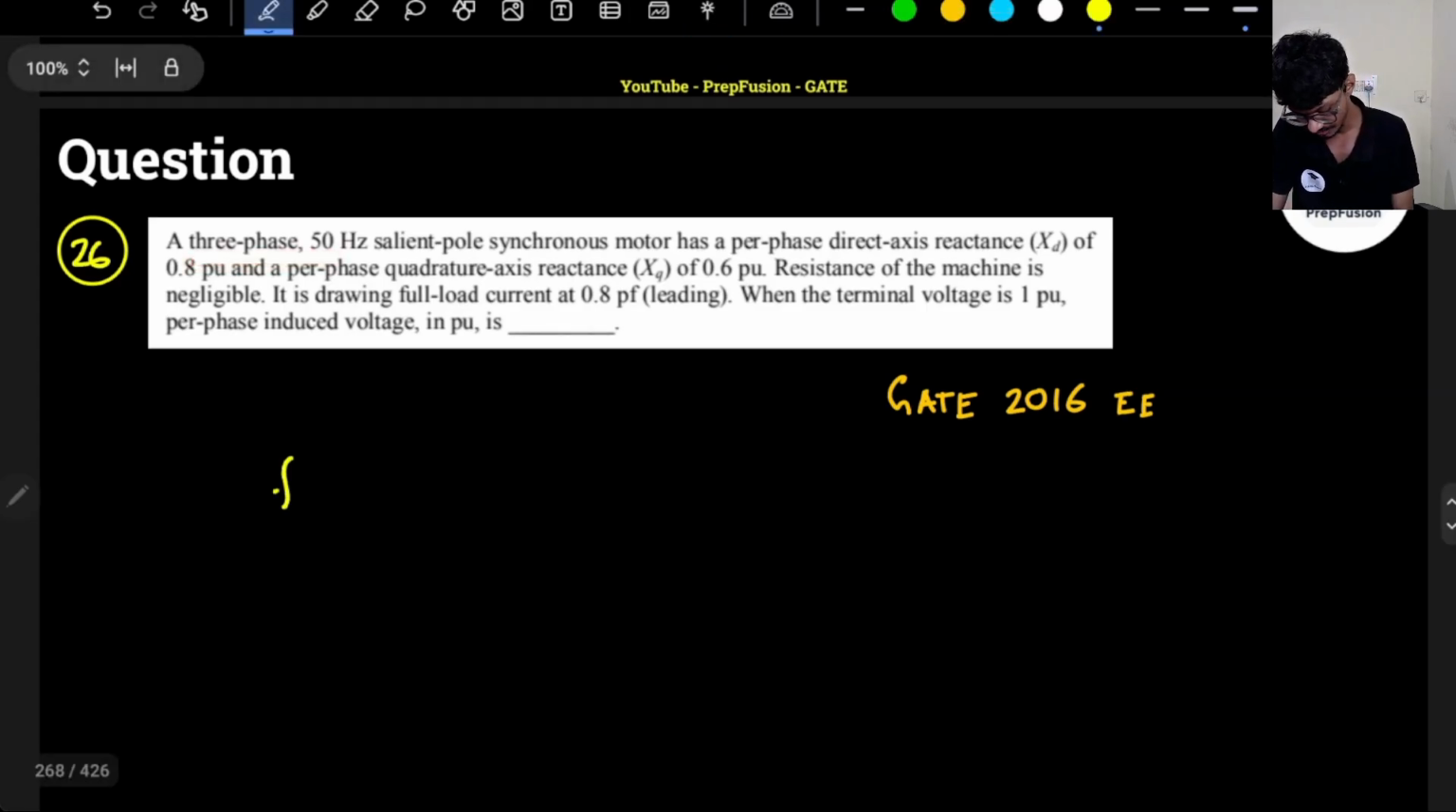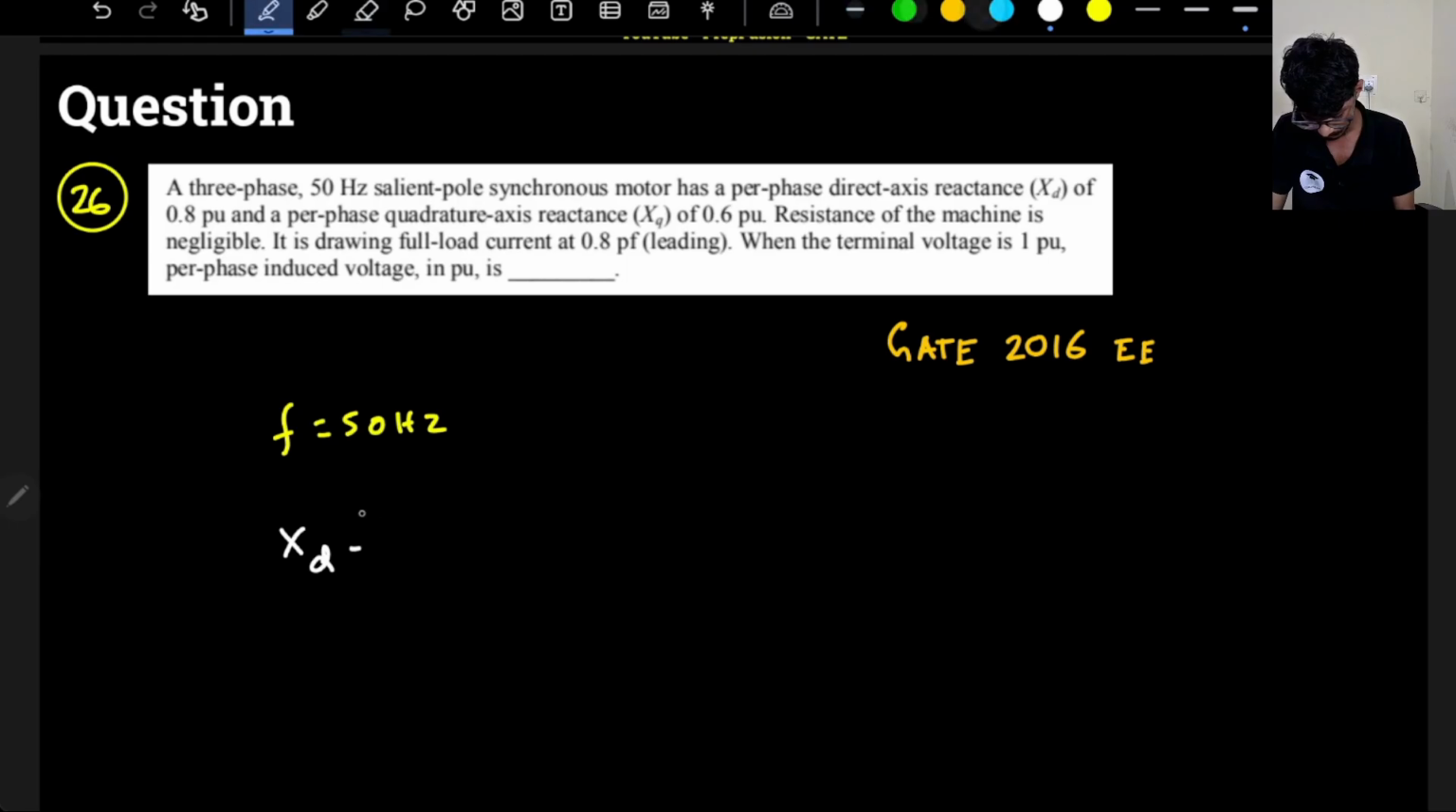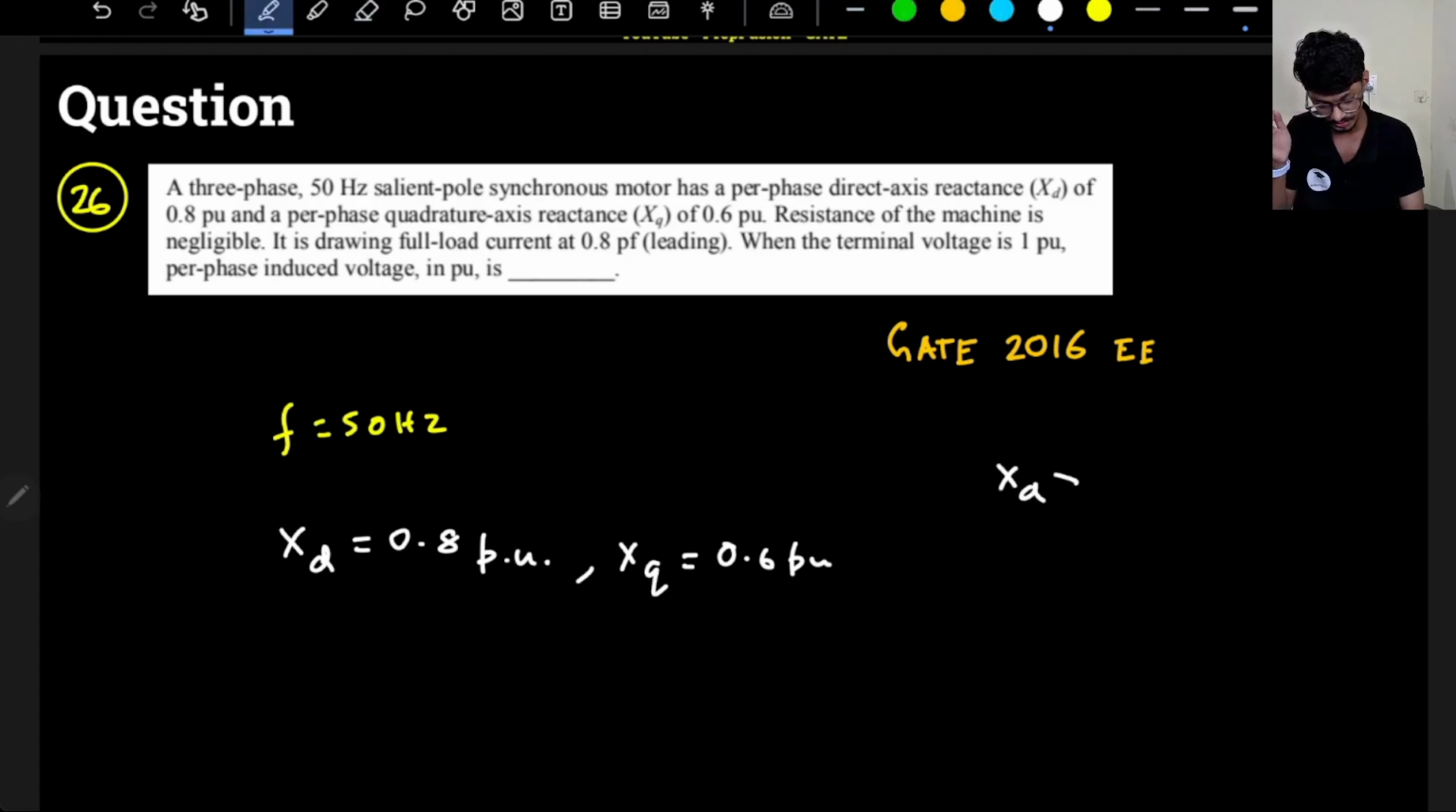Given a three phase 50 hertz, so f is 50. Salient pole, so just be careful, right? And unfortunately, that active power formula you have to remember. It has per unit per phase direct axis reactance Xd that is equal to 0.8 pu, and a per phase quadrature reactance Xq is 0.6. You're observing, right? Xq is lower than Xd, and that is generally the case. Xd will always be higher than Xq.